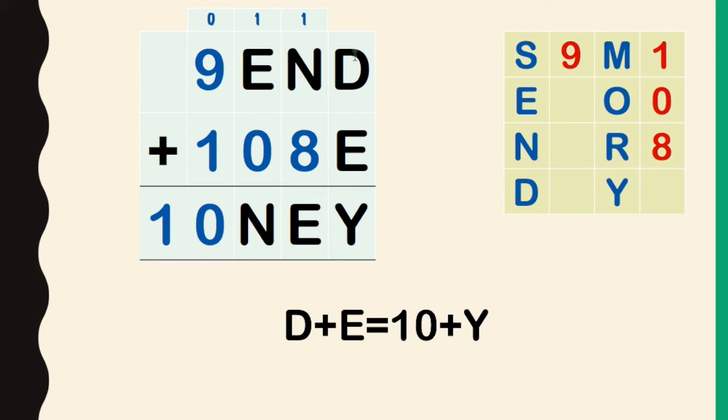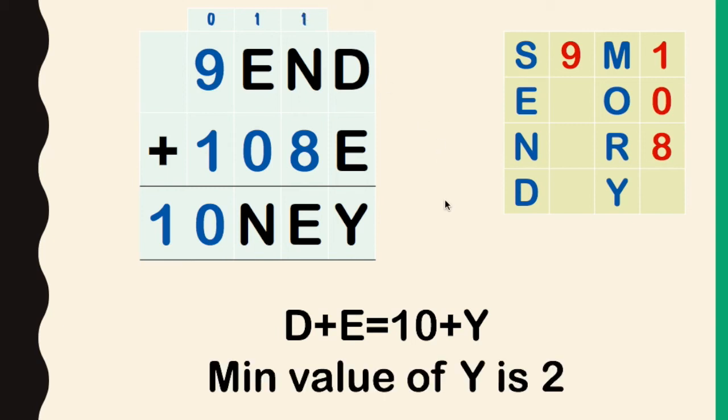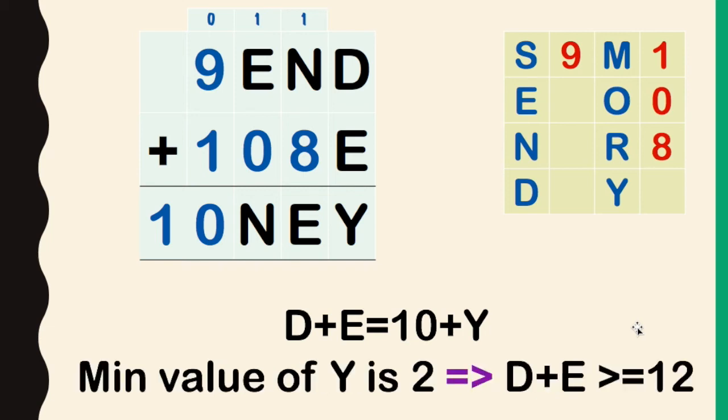Now let's look at the last column here. D plus E is equal to 10 plus Y. Why 10? Because there is a carry here. Now we know that the minimum value of Y is 2. Why? Because 0 and 1 are already taken. So Y cannot be 0, Y cannot be 1. So we now know, because the minimum value of Y is 2, D plus E should be greater than or equal to 12. This is something we know.